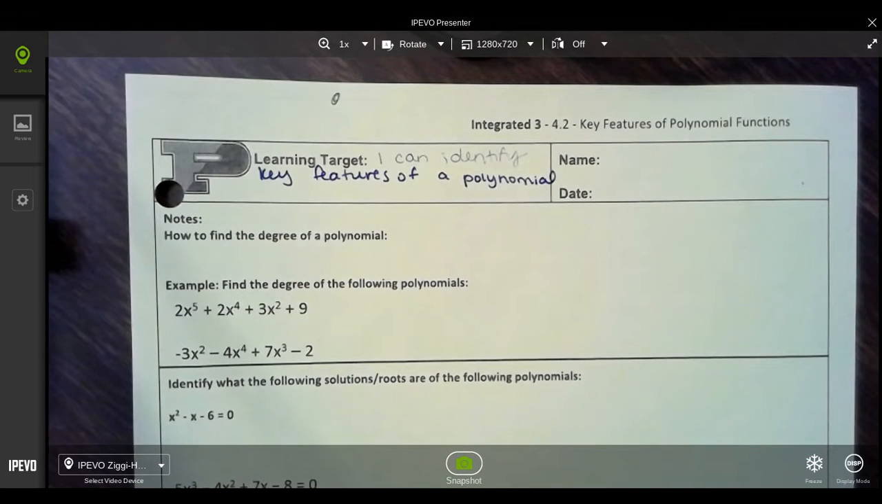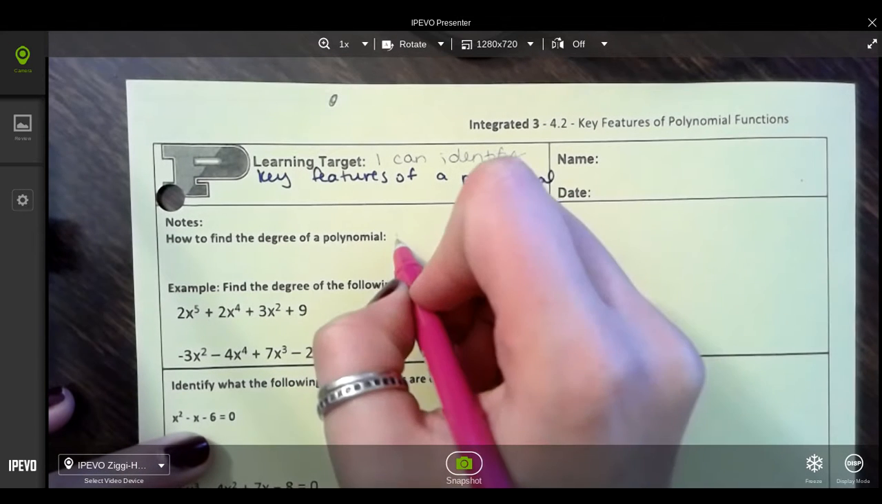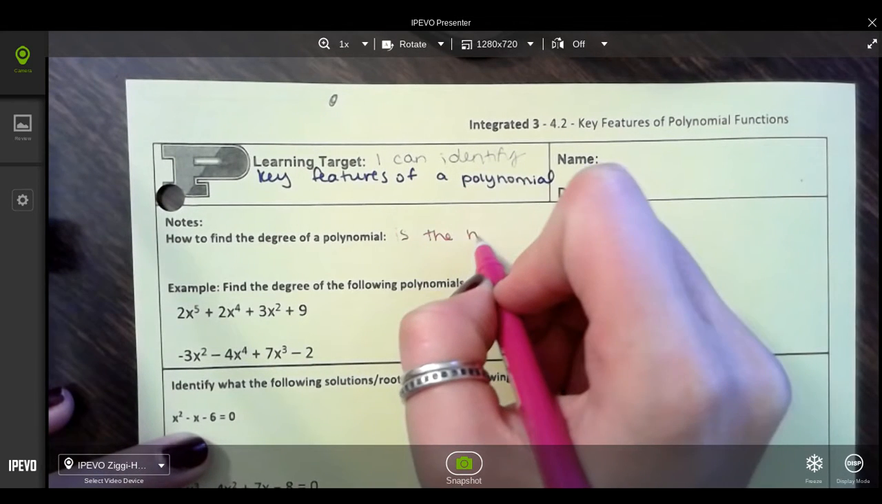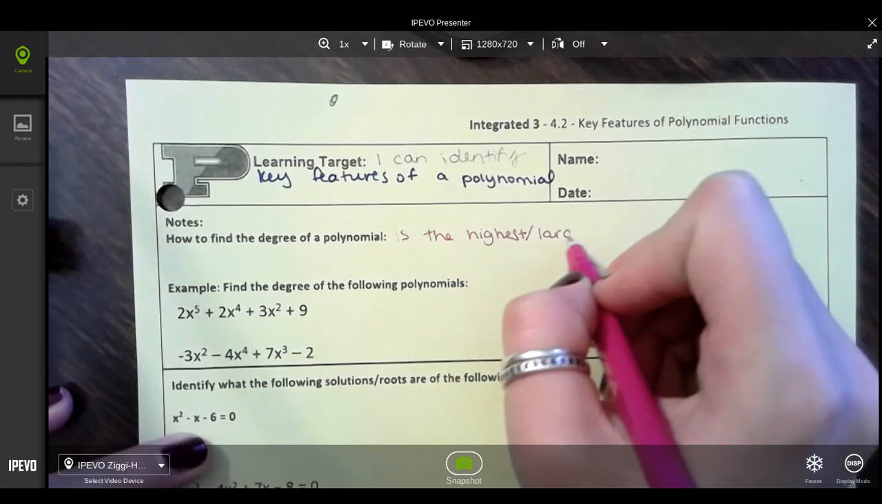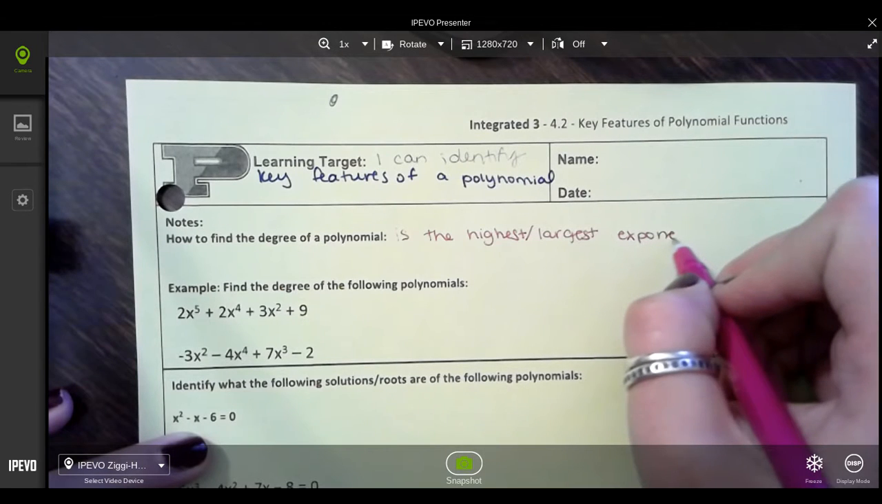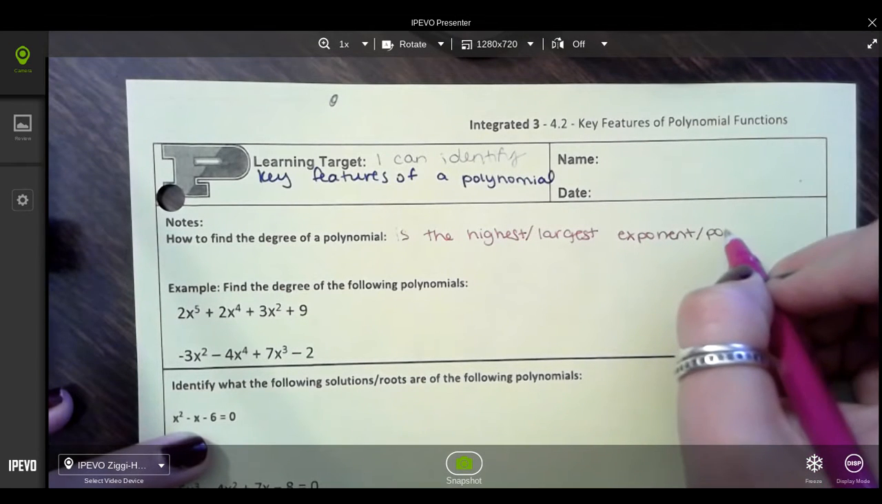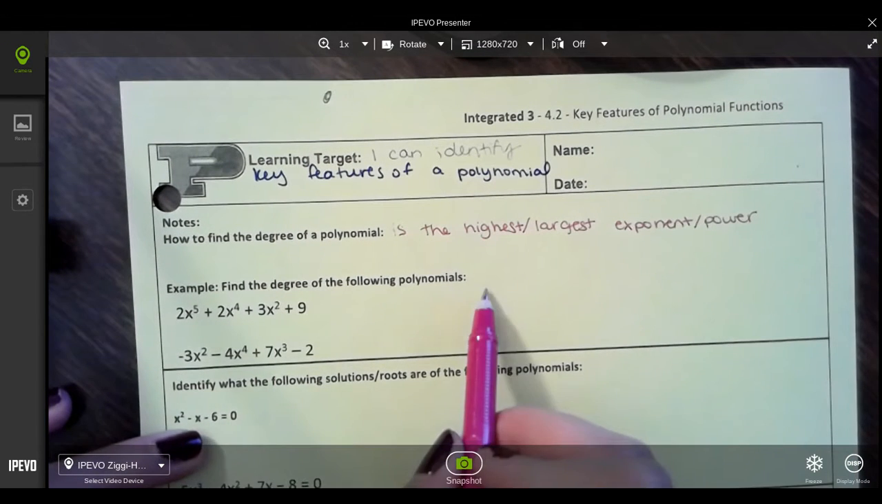In order to find the degree of a polynomial, you need a working pen. Hopefully this one works. The degree of a polynomial is the highest/largest exponent/power. For example, find the degree of the following polynomials.